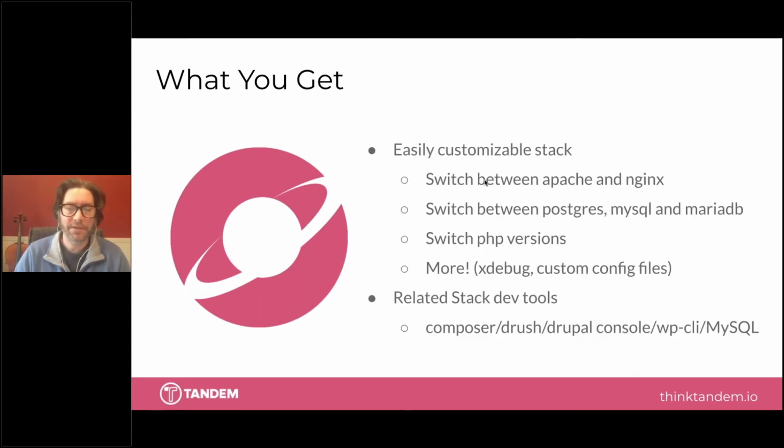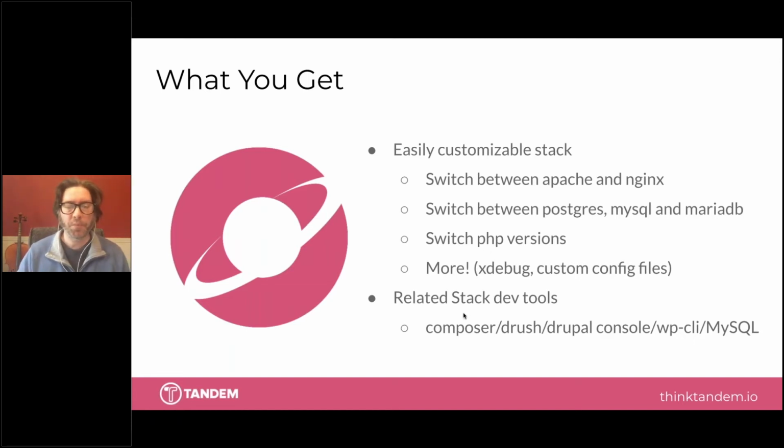What you get with these things is the things that we've been talking about: an easily customizable stack, switch out between Apache and Nginx, match your production environment, switch your database backends to match your application in production, whatever you need to use, Postgres, MySQL, MariaDB. Switch your PHP versions, we just saw that. And there's a bunch more services that we saw in that previous slide. For example, Xdebug, custom config files. So if you need to load in a custom php.ini, that's possible. If you need to load in custom Apache config, that's possible. And all those things are documented on our docs page.